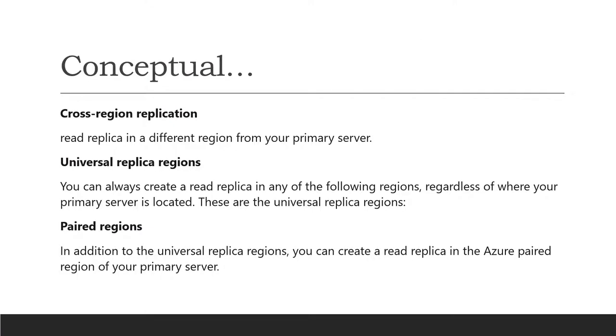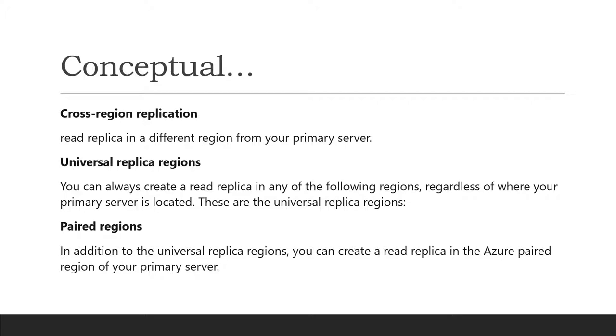These are some of the conceptual terms, like cross-region replication, wherein you can create your read replica in a different region from your primary server. And there is something called universal replica regions. So you can always create a read replica in any of the regions which are available, regardless of where your primary server is. So you have your primary in one region and your read replica in another region. So they are geographically separated.